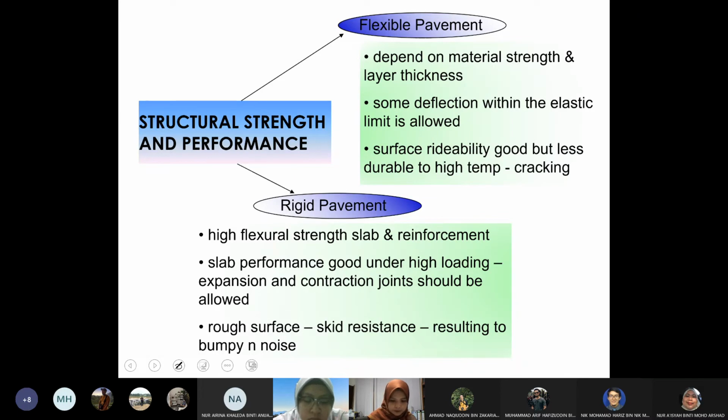Rideability for flexible pavement is good but less durable to high temperature and cracking. Bila panas, bila hujan dia senang untuk rosak. Tapi rigid dia susah nak rosak.